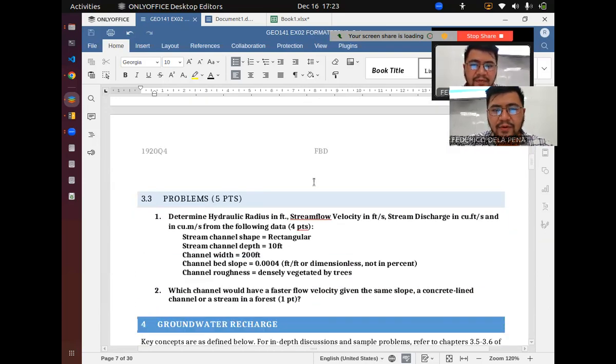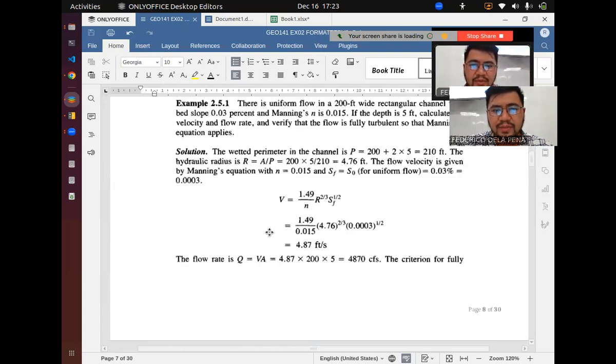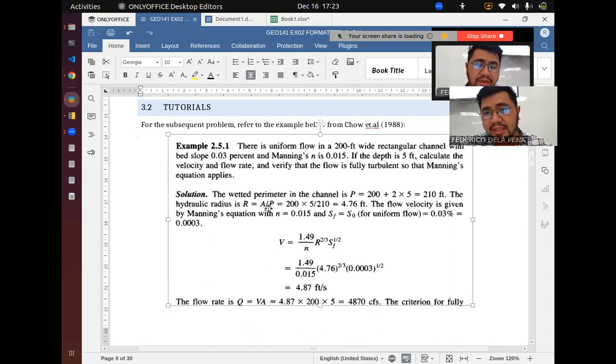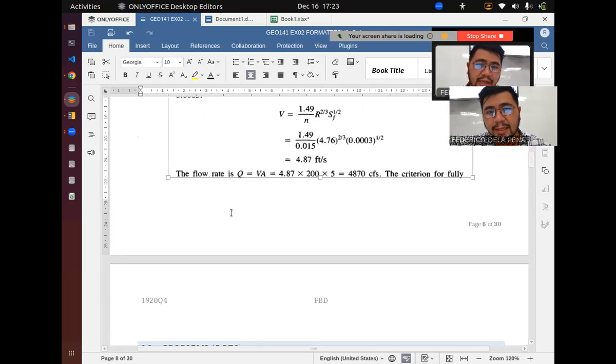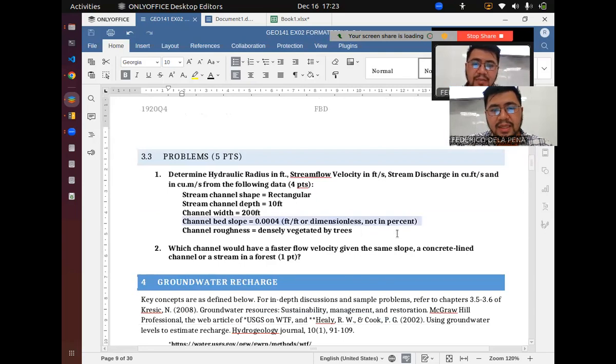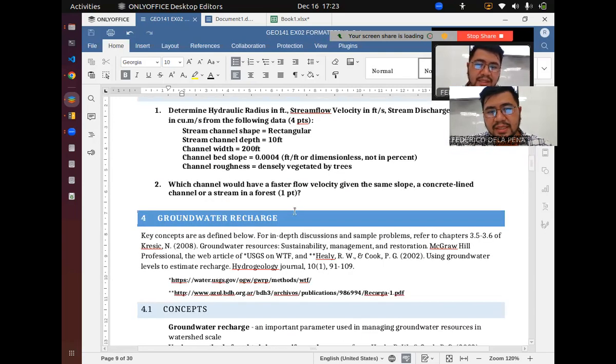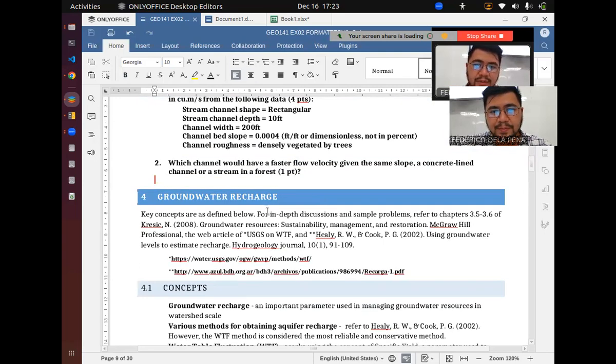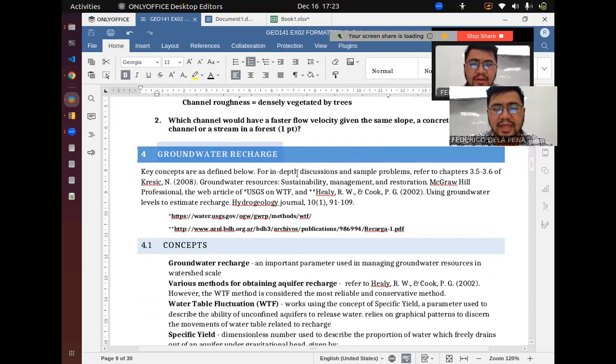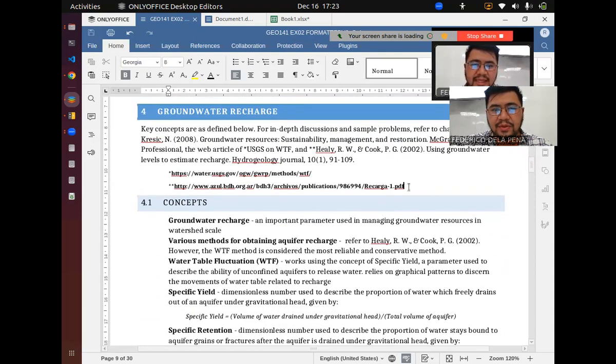And then for your problem, you have to do some calculations. You can just refer to this example for your tutorial. But this is very simple. I'm not going to discuss this one anymore. All right, let's skip to the groundwater recharge problem. This is quite tricky.